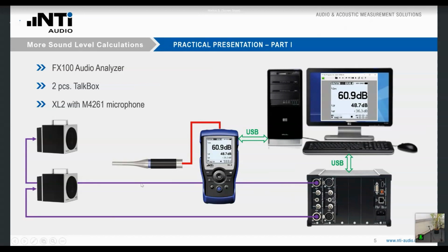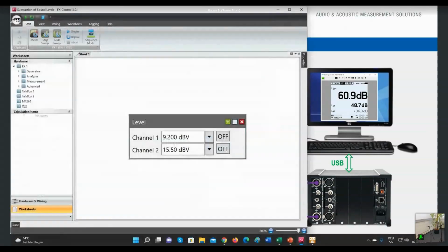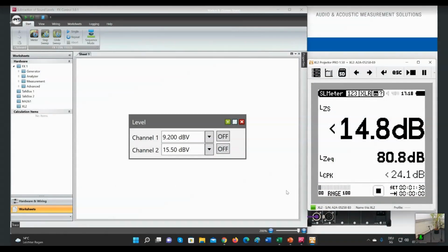But let's take a look at this setup. So I switch over to the FX control software and the screen content of my XL2. The first step is just to verify the level of the first talk box.